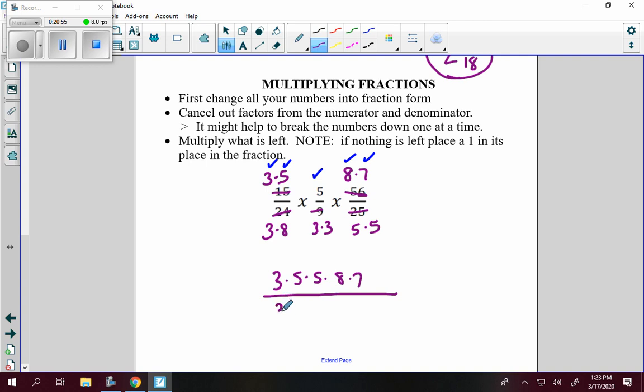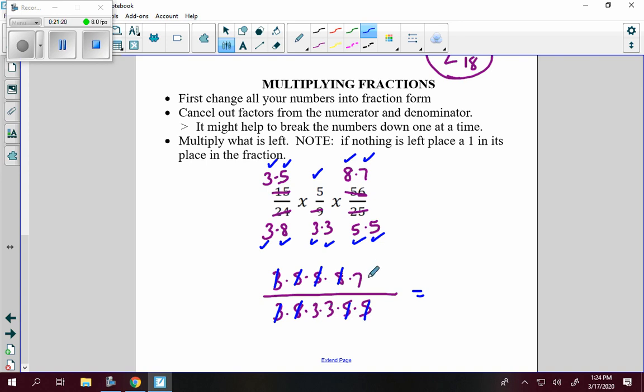On the bottom, I'm going to go 3 times 8 times 3 times 3 times 5 times 5. And now it's easier to tell. When I have a number over itself, I get 1. So if I have a 3 up here and a 3 down here, I can cancel it. If I have an 8, I can cancel with an 8. Here I have two 5s, and they can cancel with two 5s.